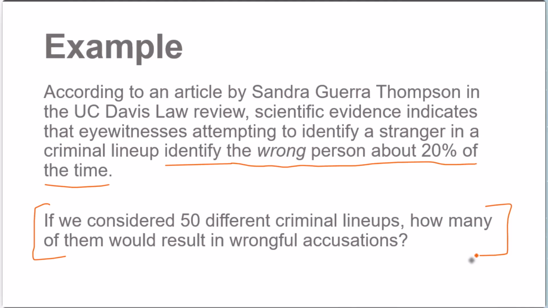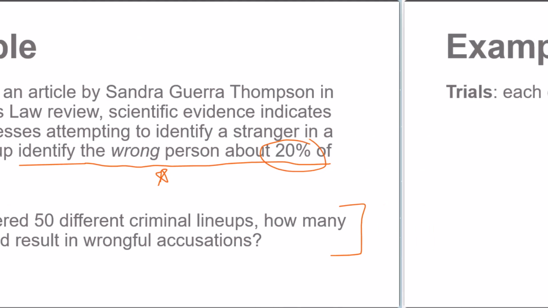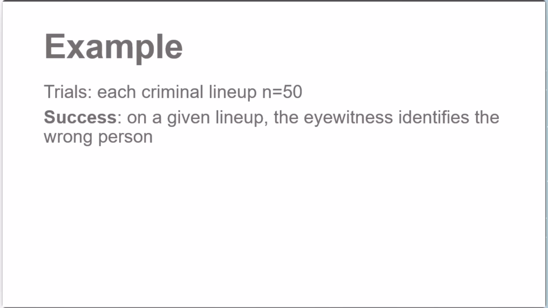We could find 20% of 50, but this is actually a binomial random variable because in any one of these criminal lineups, the eyewitness might identify the wrong person or they might not. There are 2 possible outcomes, and that is going to be random, where the probability of identifying the wrong person, or the probability of, we'll call this a success, is 20%. So in this example, the trials would be each individual criminal lineup. N is 50 here, we have 50 trials. A success would be, on any given lineup, we want to know, does the eyewitness identify the wrong person?